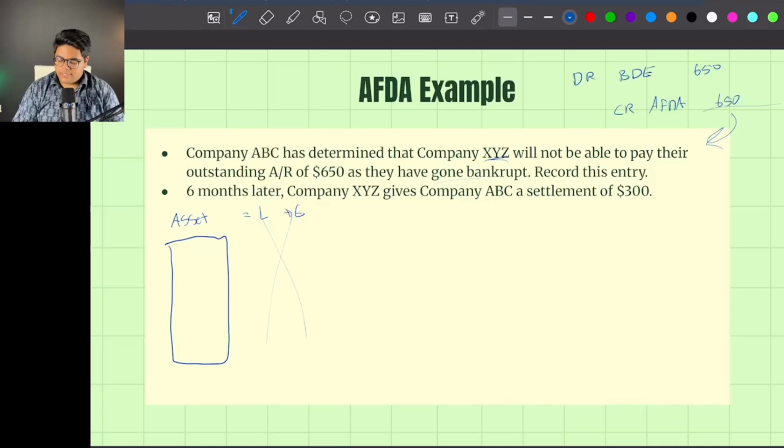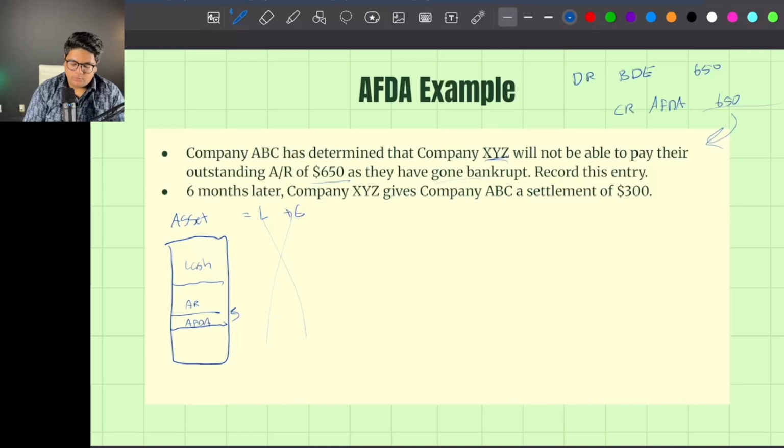So basically what's going on is, on your asset side, you're going to have a little bit of cash or whatever. You're going to have some accounts receivable, and then you're going to have your AFTA, which would have been a part of accounts receivable. You need to write off $650 as now you know for sure that the thing you budgeted for is not going to happen at all. They're not going to pay you back. So you need to write it off.